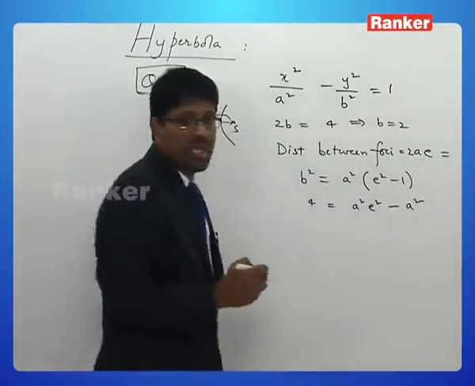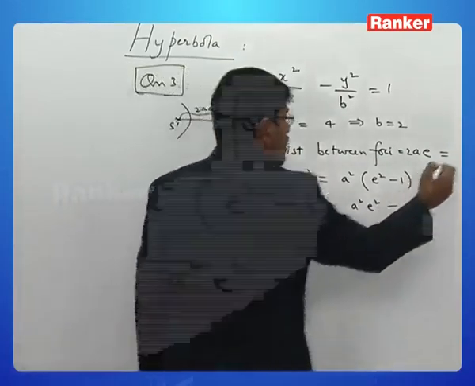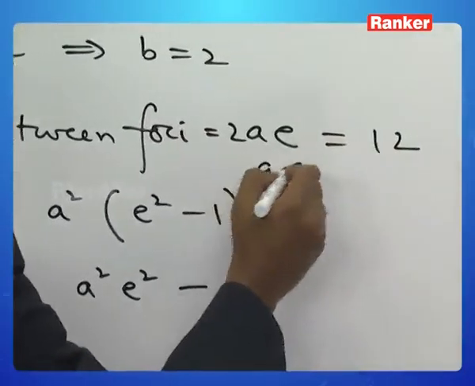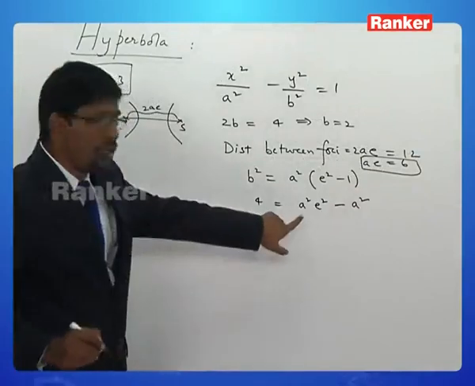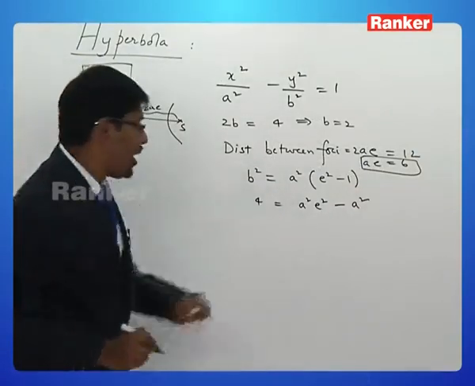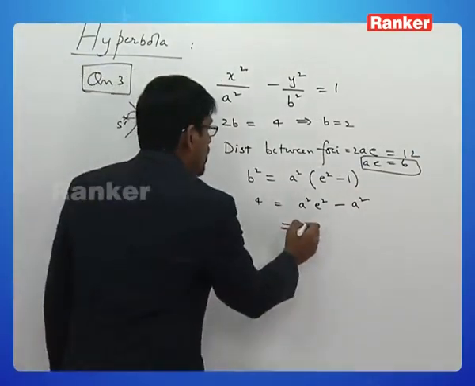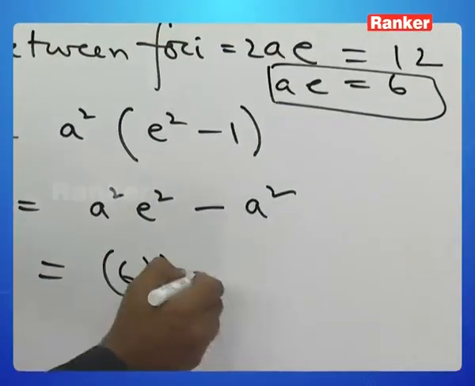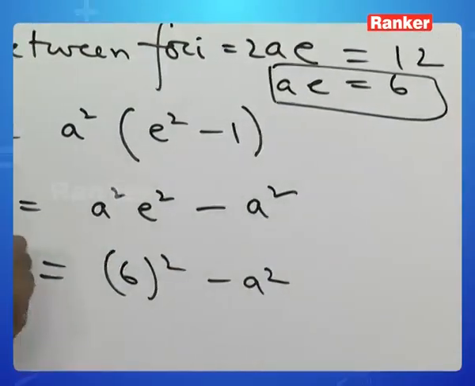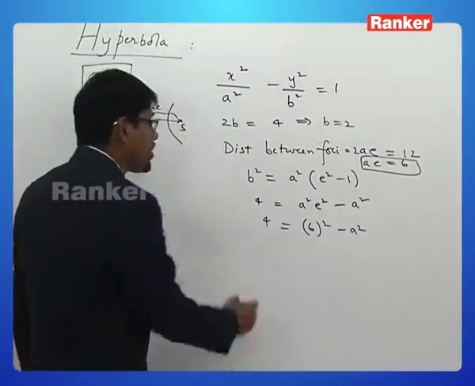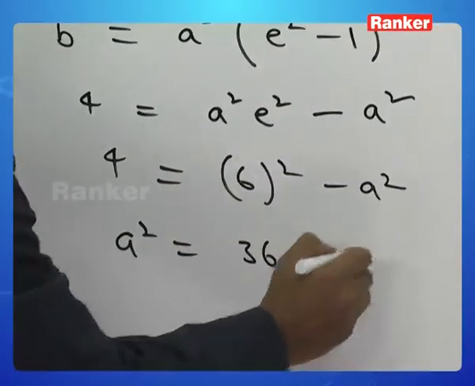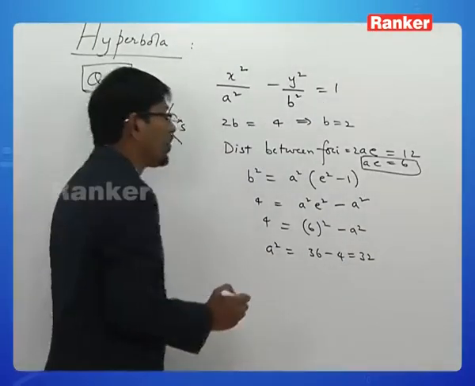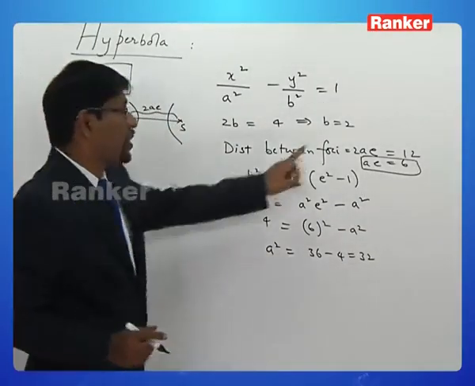Distance between the two foci is given to be 12 units. So from here, AE is equal to 6. So that AE value can be substituted here, and we have AE whole square, that is 6 square, minus A square is equal to 4. So that gives us A square equal to 36 minus 4, and that is 32. A square is 32 and B square is 4.